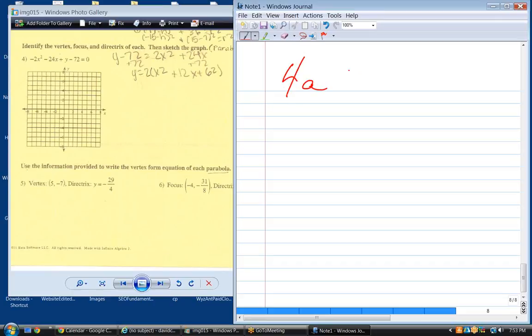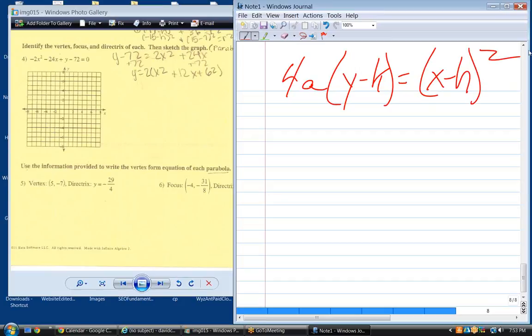4a (y minus k) equals (x minus h) squared. Okay. They give us the vertex. And in fact, they pretty much give us everything. They want it in vertex form. That's okay.